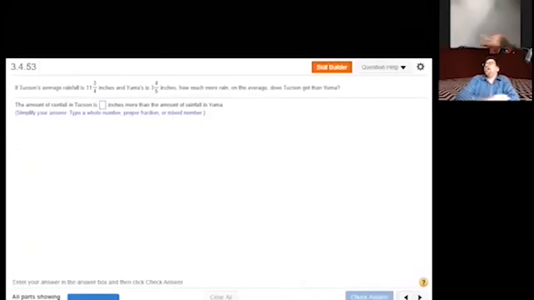There we go. If Tucson's average rainfall is 11 3/4 inches and Yuma's is 3 4/5 inches, how much more rain on the average does Tucson get than Yuma? This is another subtraction problem. You need to copy it down, pause, and resume. Almost like this is an important type of problem, huh?